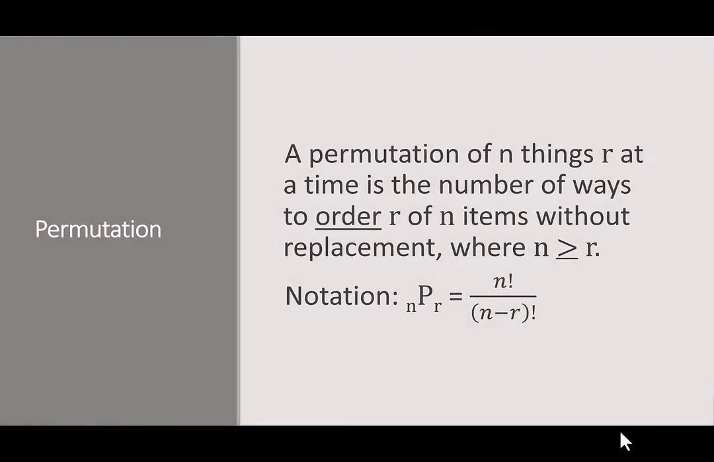By definition, a permutation of n things taken R at a time is the number of ways to order R of n items without replacement. There are multiple notations, but the one I'm going to show you is nPr. It's equal to n factorial over n minus r factorial. I'll show you how to use the equation, but in reality, you should use technology. You shouldn't have to do this by hand.